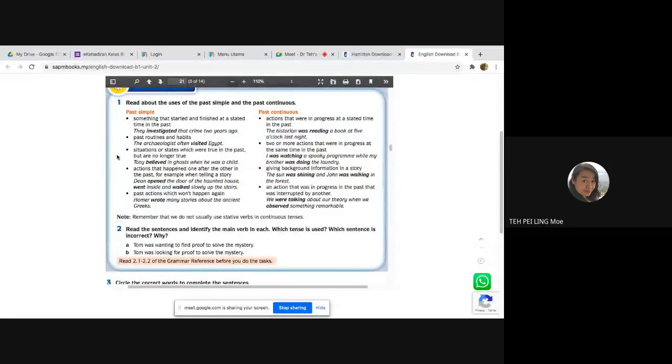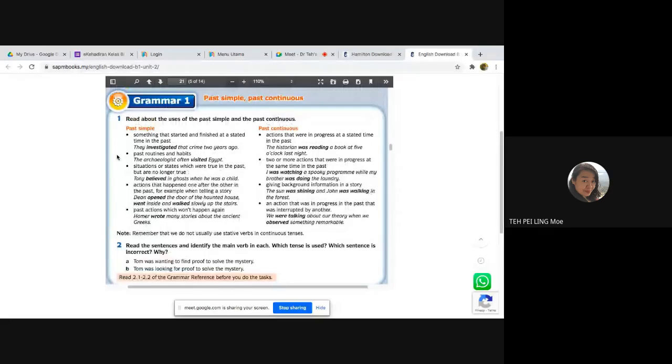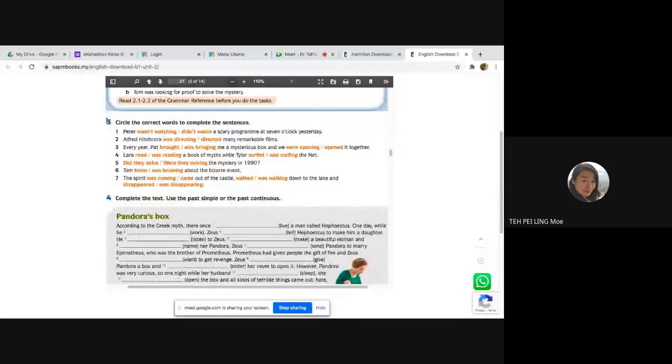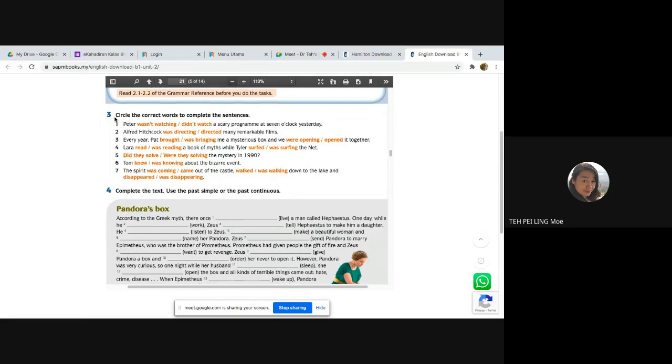For this grammar 1, you also need to do it in your E1. I'm sorry, but it's true. It's not a lot, just practice. So you do 3 and 4 together. It's lots of past tense and past continuous tense for you to practice. So for part 3, you just write the correct answer. So Peter wasn't watching. Okay? Part 3 and part 4.